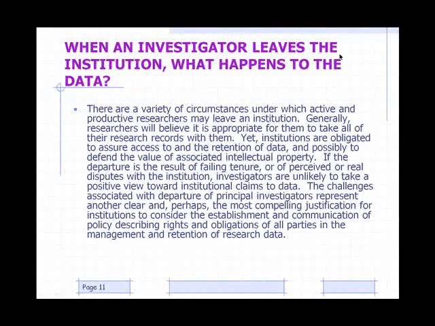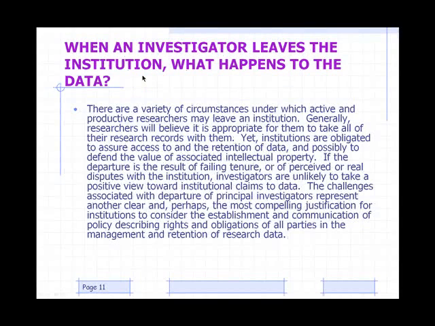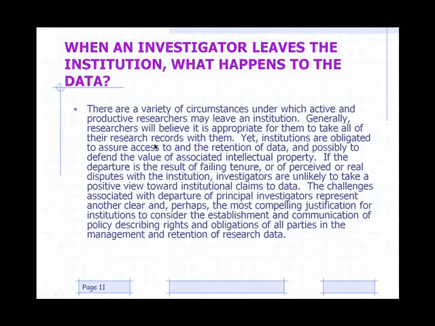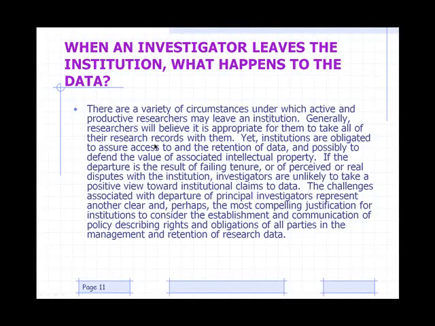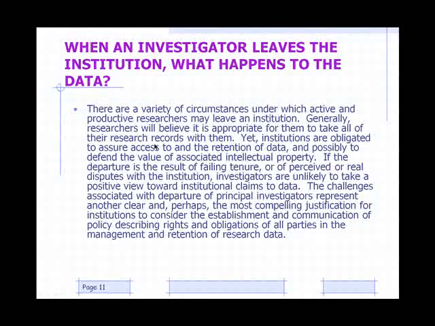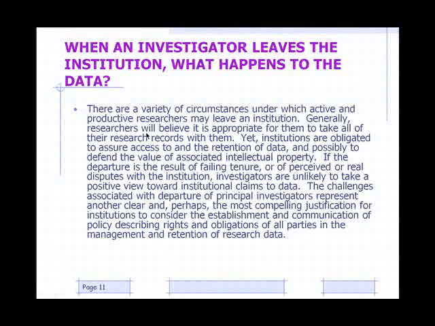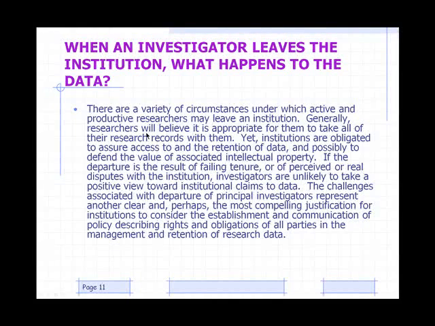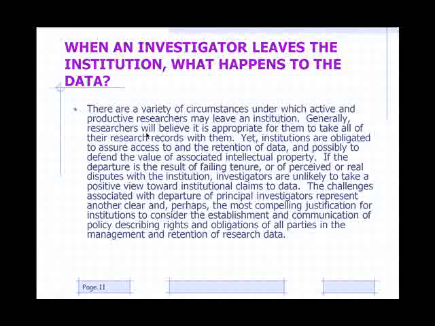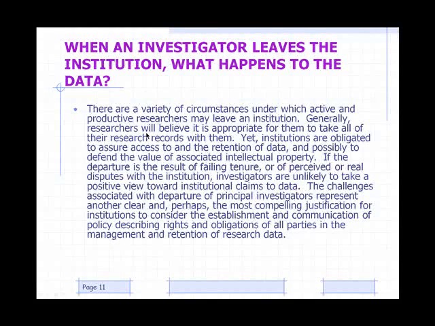When an investigator leaves the institution, what happens to the data? So this is what you need to think about if you are a trainee. When you finish your training, we'll read through this, but basically, when you leave, you have no rights to bring anything with you. Everything is left behind because it's owned by the institution. The grantee institution is responsible for archiving that data, the original data, and the PI is responsible for the stewardship.